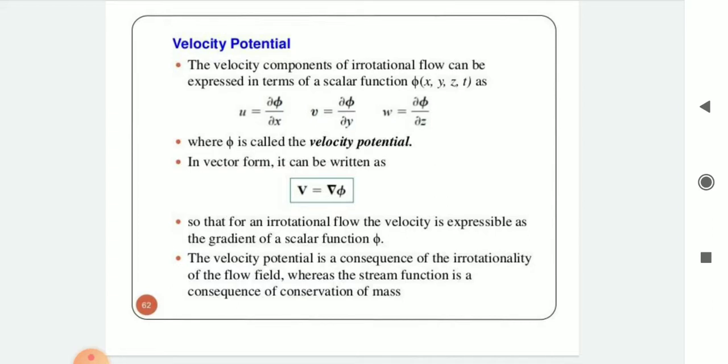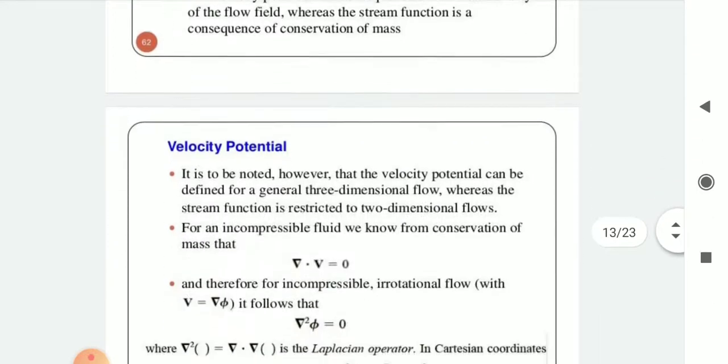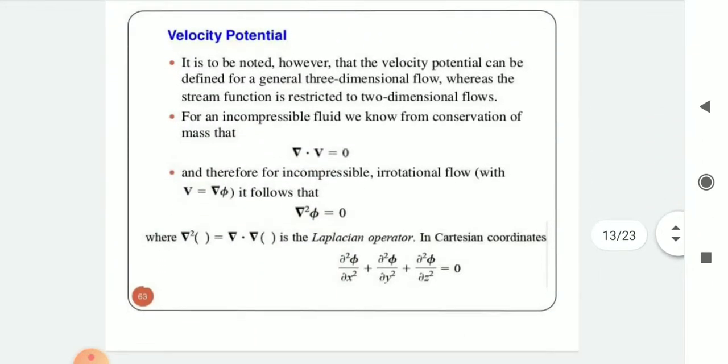The velocity potential is a consequence of the irrotationality of the flow field, whereas the stream function is a consequence of conservation of mass. It is to be noted that the velocity potential can be defined for a general three-dimensional flow, whereas the stream function is restricted to two-dimensional flows.